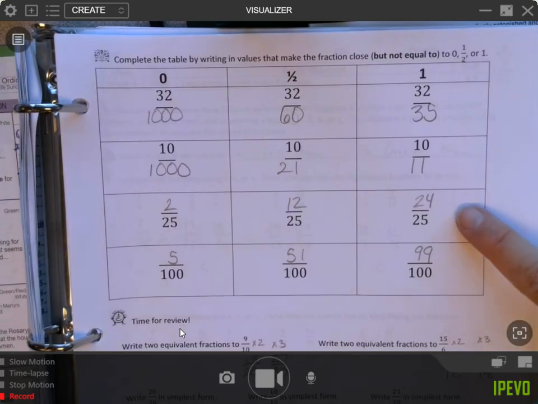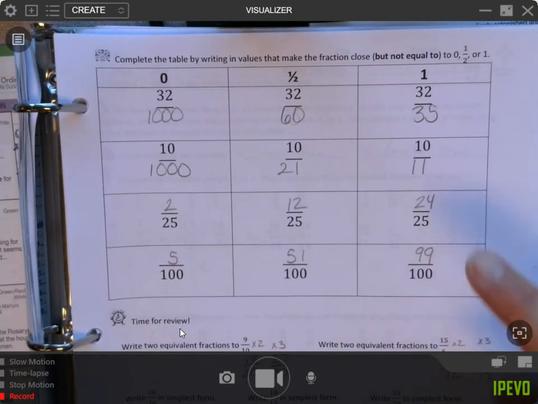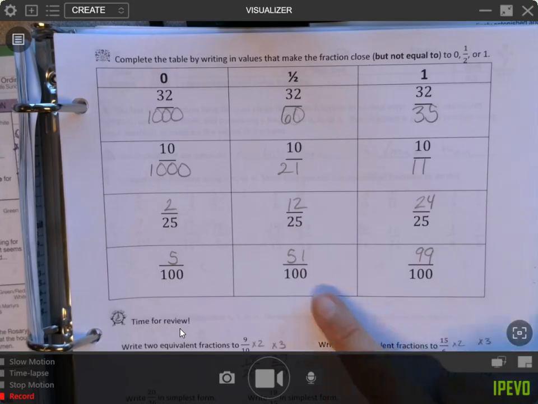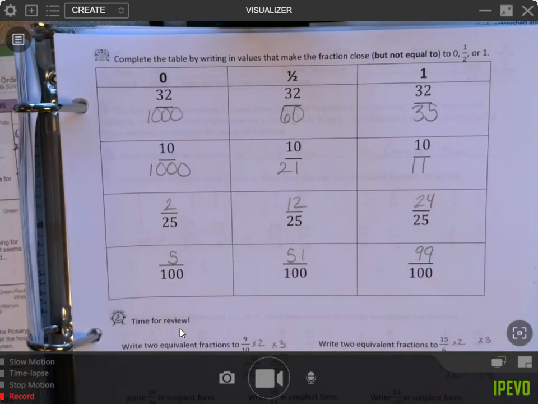Yeah, I talked about that. We did that as a class. So that's close to 25, right? So in the answer key it said 24. In class we said 26. There's not just one answer, so as long as it's close. And then for the last one I did 99 over 100. Okay, could I do 100 over 100? No, because that would be exactly 1 whole.